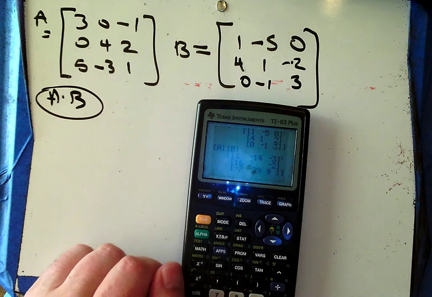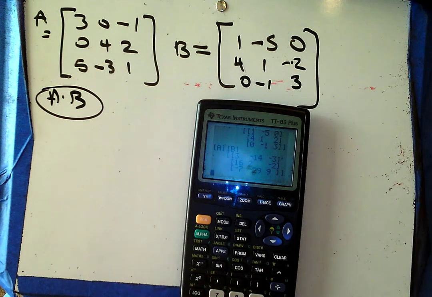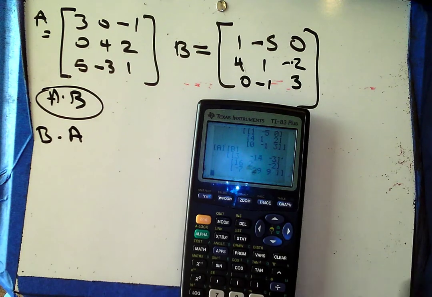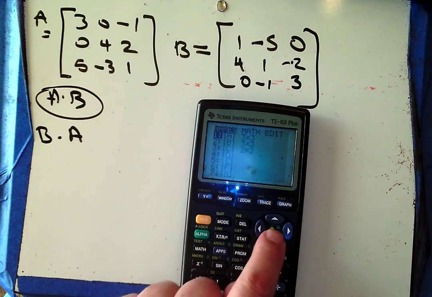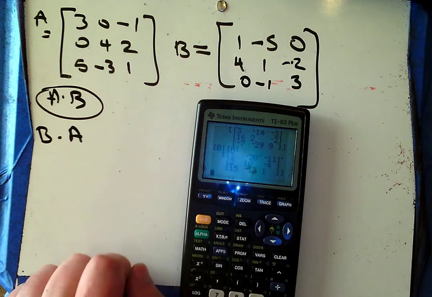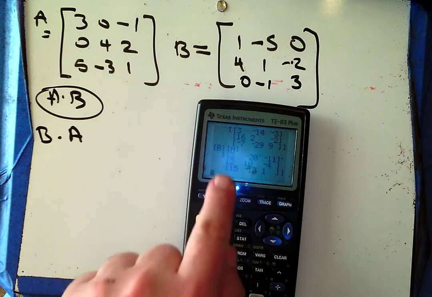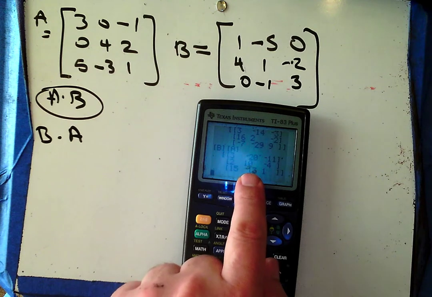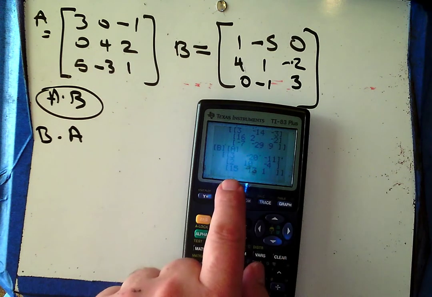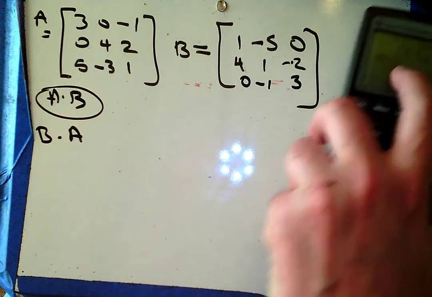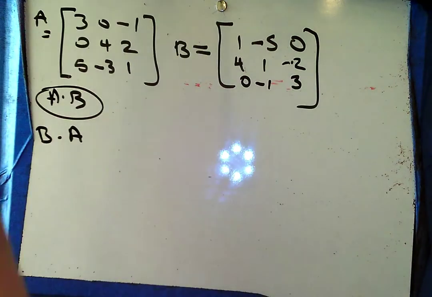Ta-da! Matrix multiplication done. And what if we want to do B times A? Well, no worries, we just do matrix B, matrix A. Now we've got B times A. Ta-da! There it is. 3, negative 20, negative 11, 2, 10, negative 4, 15, negative 13, 1. So, wow, that's really fast on our calculator.